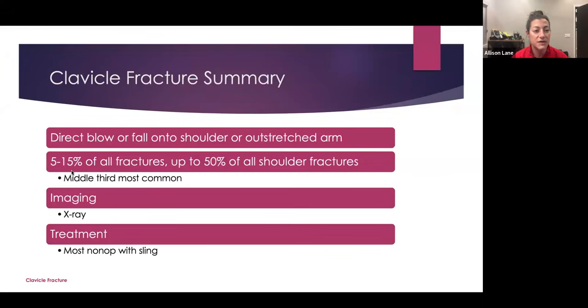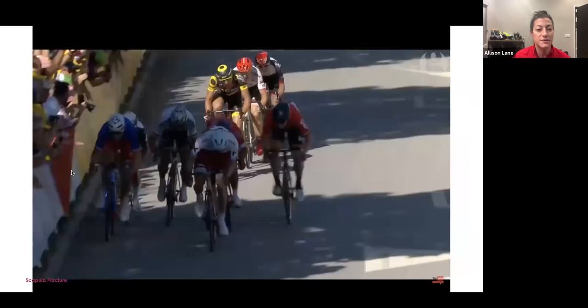So, summary for clavicle fractures: direct blow, fall onto the shoulder, or outstretched arm; 5 to 15% of all fractures, up to 50% of all shoulder fractures, with the middle third being the most common. Imaging diagnosis can be X-ray, and treatment is mostly going to be non-op with a sling. All right, last section, scapula fracture.